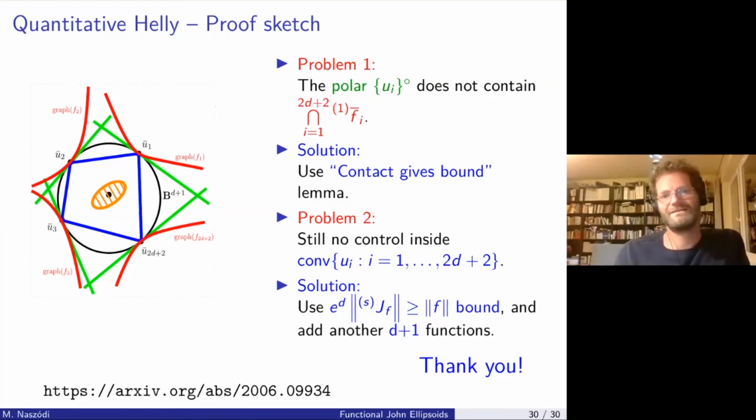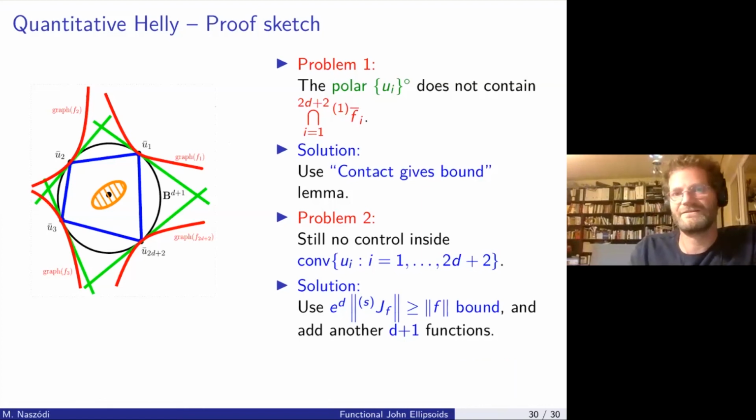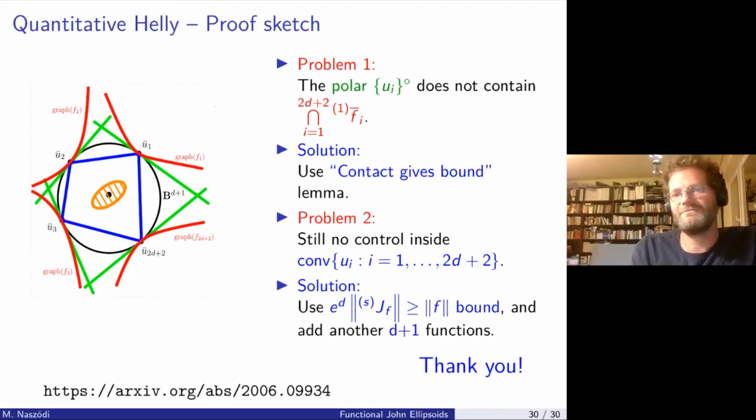For me, what is interesting is how to get that volume bound down, because I very strongly believe in this fact. I mean, we have to add these d plus 1 functions. Simply, there is no way. At this point, we don't see how to deal with these.